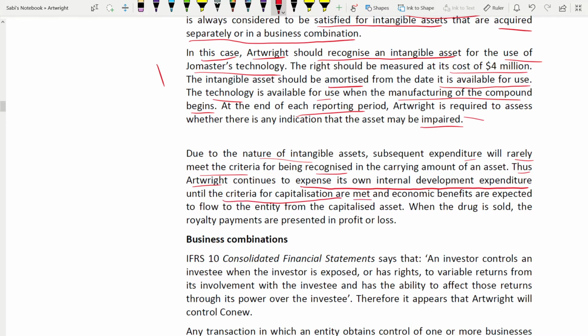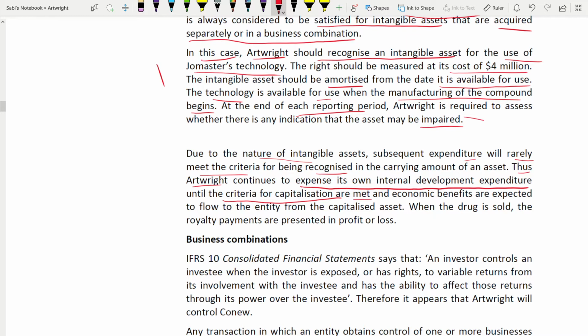I think there are 5 or 6 criteria that you need to meet. I don't remember the list, but go back and check that it has to be feasible, it has to be available for use. I think there are many more. Okay, and you don't have to list all the criteria, by the way, it's not required. So until the criteria are met, expense.